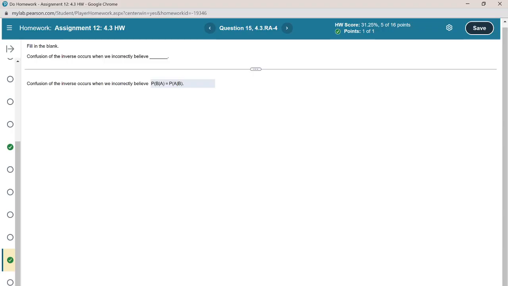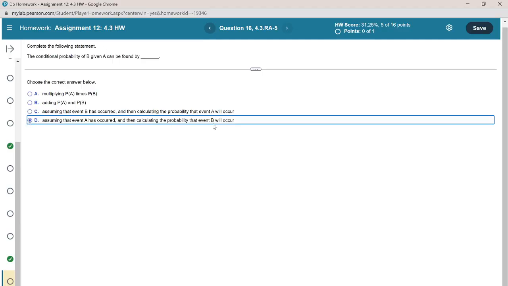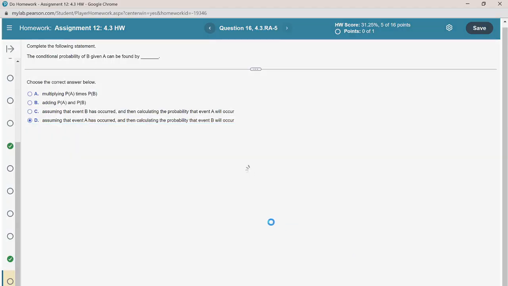Let's go to the next one. Complete the following statement. The conditional probability of B given A can be found by assuming that event A has occurred, yeah, this is right, and calculating the probability that event B will occur. That's coming from the definition.